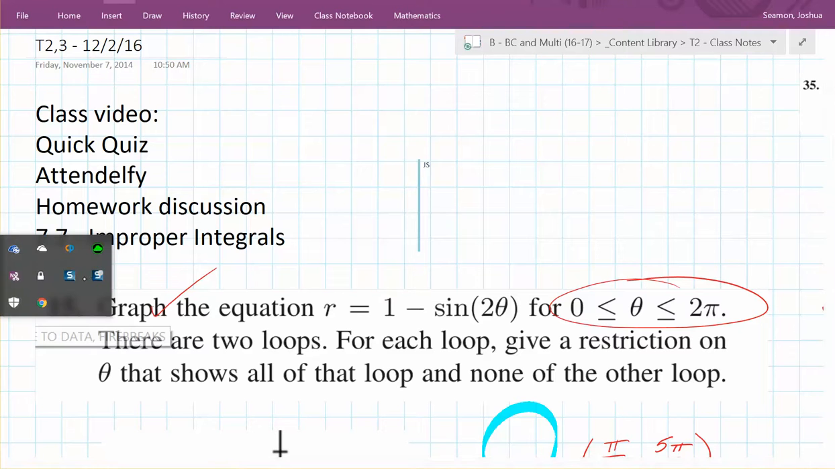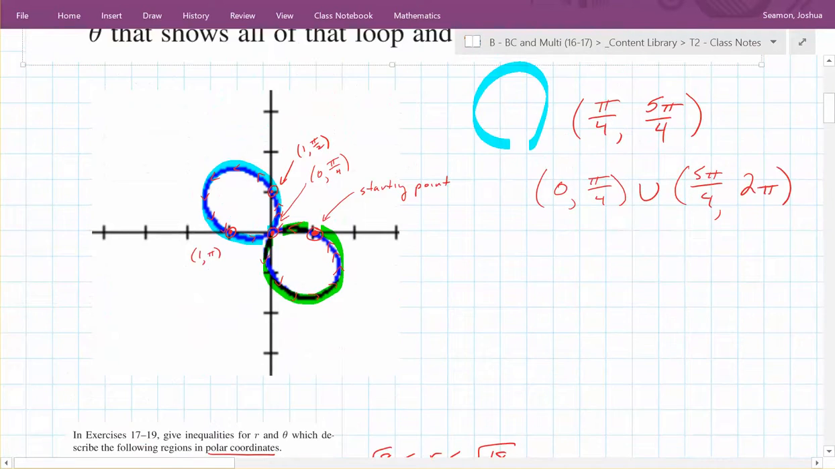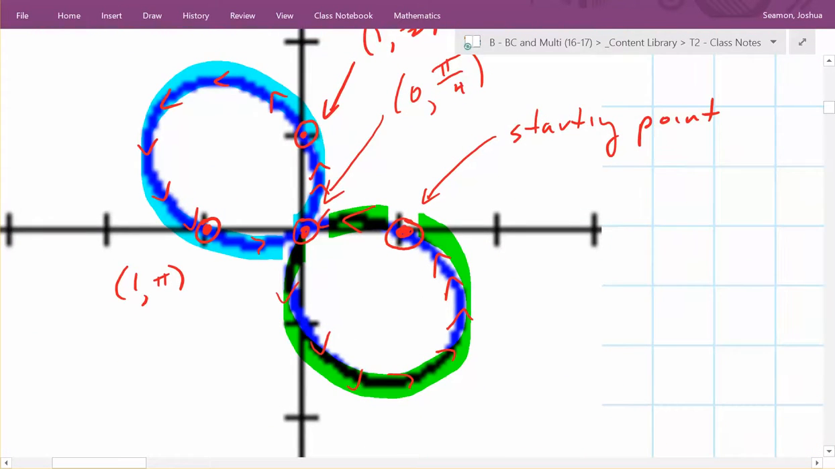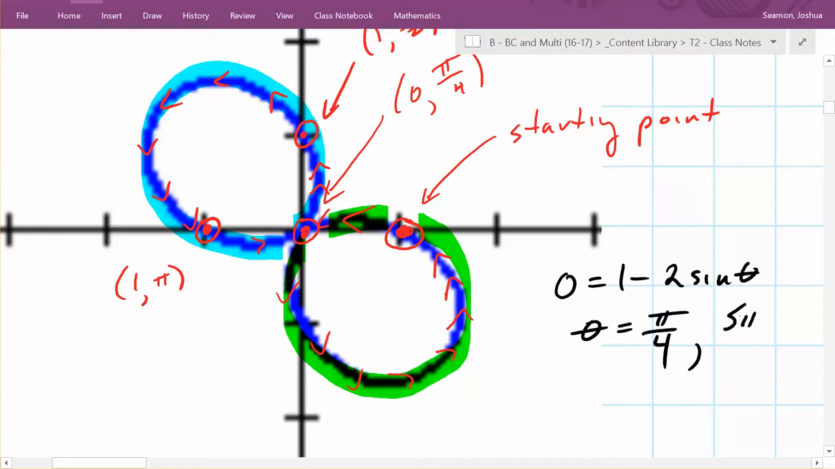Find a new partner. Everybody, you have to be really careful with this. What I liked, I saw the proper algebra people. The petals are rooted at the origin, so everything was based on this: 0 equals 1 minus 2 sine theta. And when you did that, you got theta equal to pi over 4, right? And the next one would be 5 pi over 4, correct?